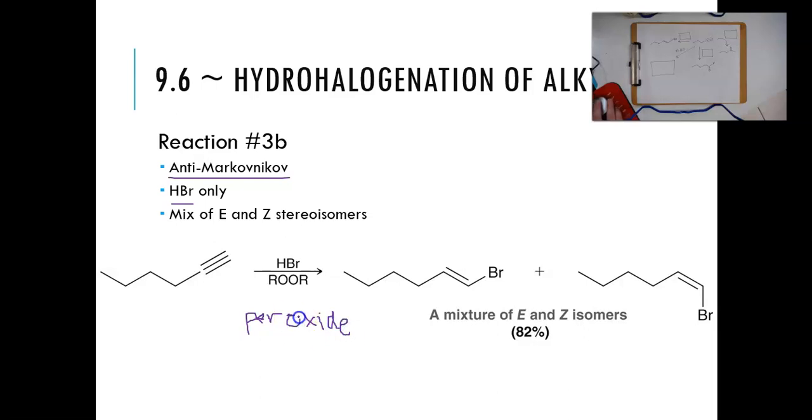There we go. That's my peroxide. So we're going to add in Br to our less substituted carbon and a hydrogen to our more substituted carbon to give us that anti-Markovnikov. And then for our stereochemistry, we're going to get a mix of our two stereoisomers, so a mixture of that E and Z shape.